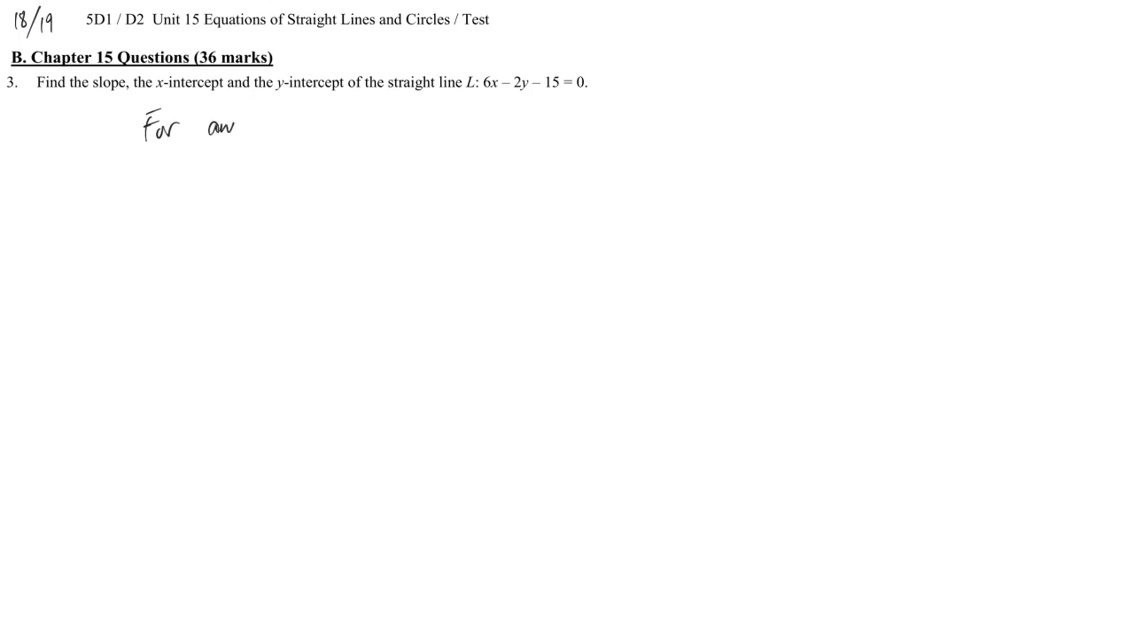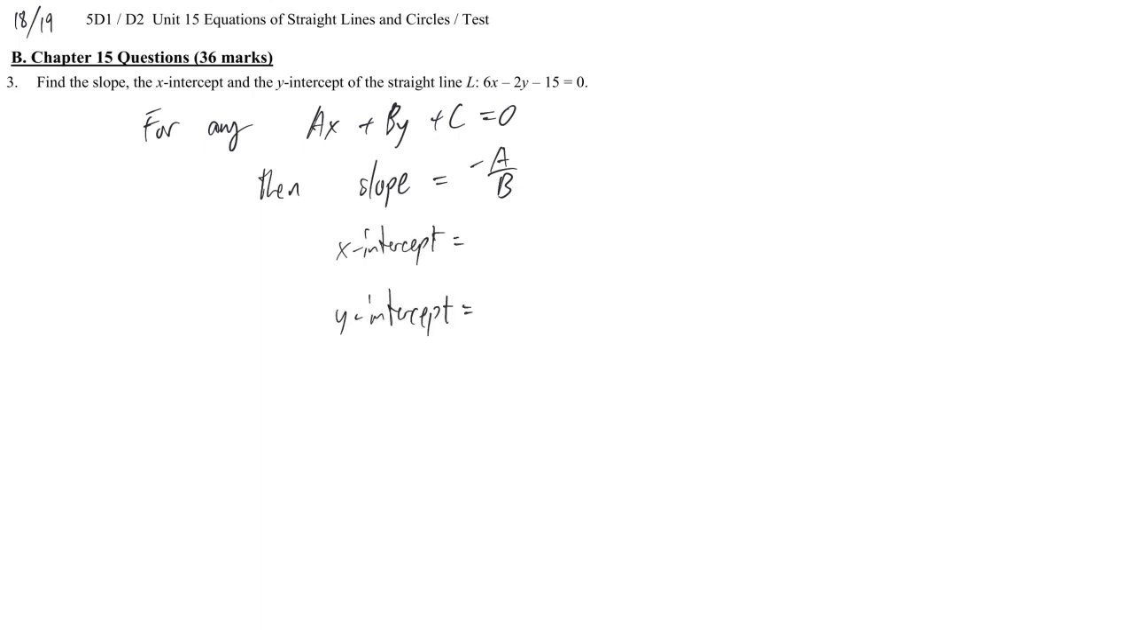The second approach is if you use the formula directly. For any straight line ax plus by plus c equal to 0, then we know that the slope is equal to negative a over b. The x-intercept is negative c over a, and finally y-intercept is negative c over b.